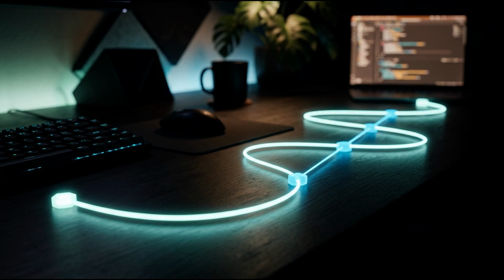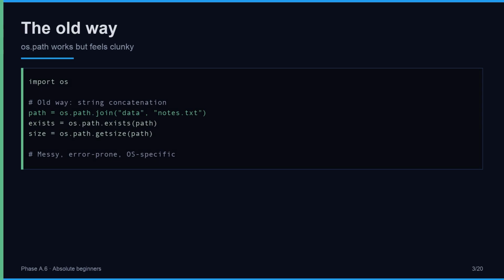A path is more than a string. It is a small, smart object that knows where it points, what its name is, what kind of file it refers to, and whether the thing it names actually exists on disk right now. A path is smart.